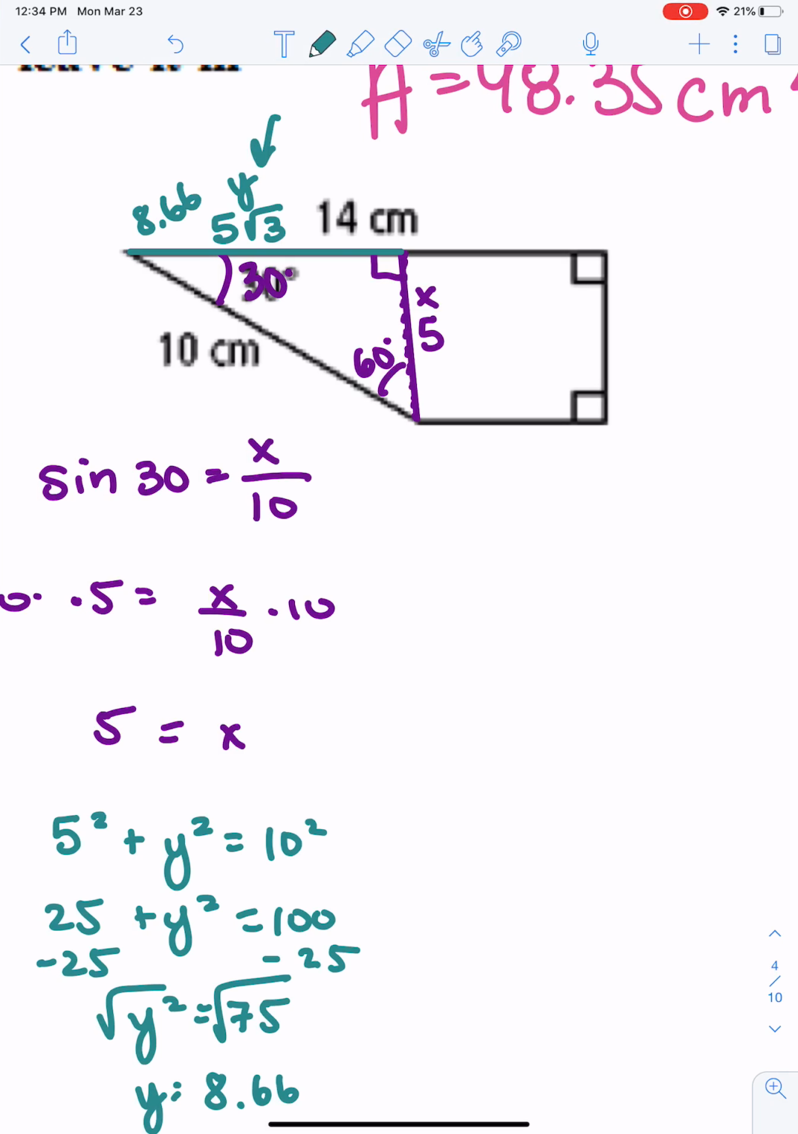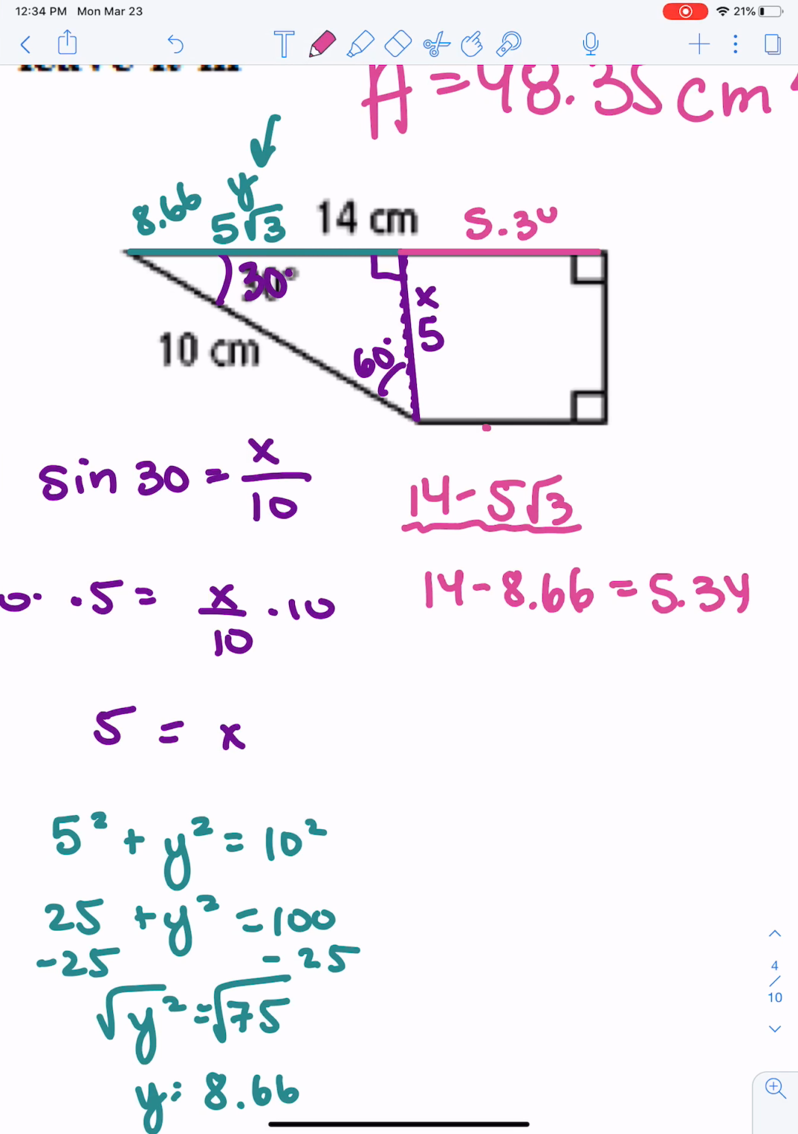So if the whole thing is 14, to get this pink section, I would do 14 minus 5 square root of 3, which, ACT way, they would just keep it like this. Or you could do 14 minus 8.66, which is 5.33 or 34. So this is 5.34, and so would this. That one amps it up a lot.